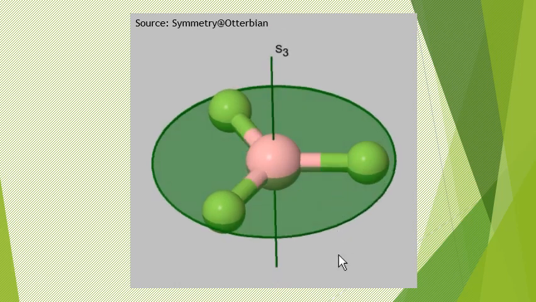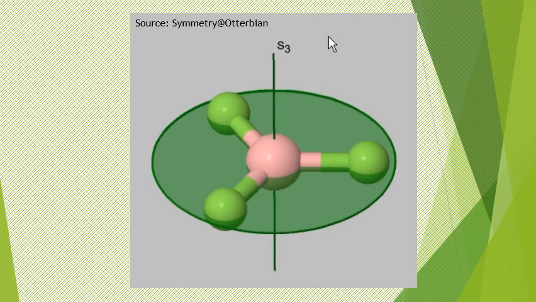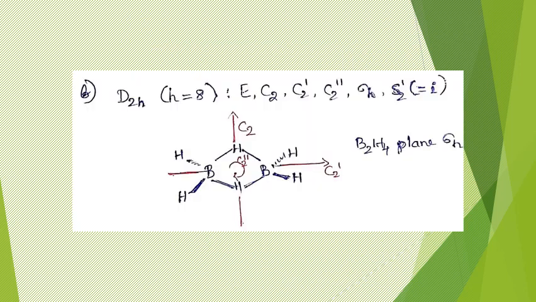So therefore whatever symmetry operations were listed, all those symmetry elements, they are symmetry elements as well as operations, they are present for this molecule. Okay, the next example that I am taking is the D2H point group.